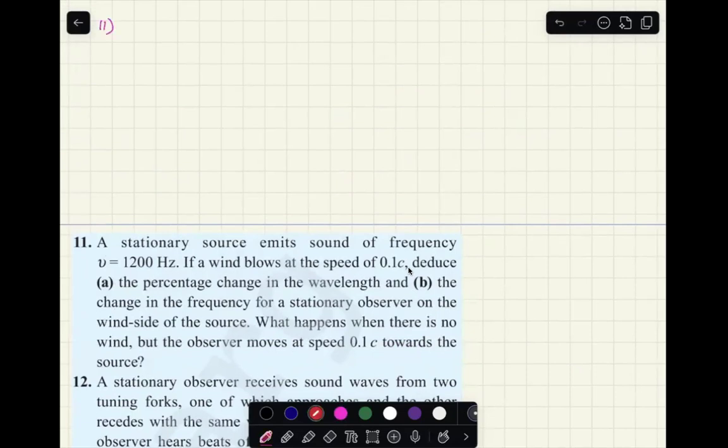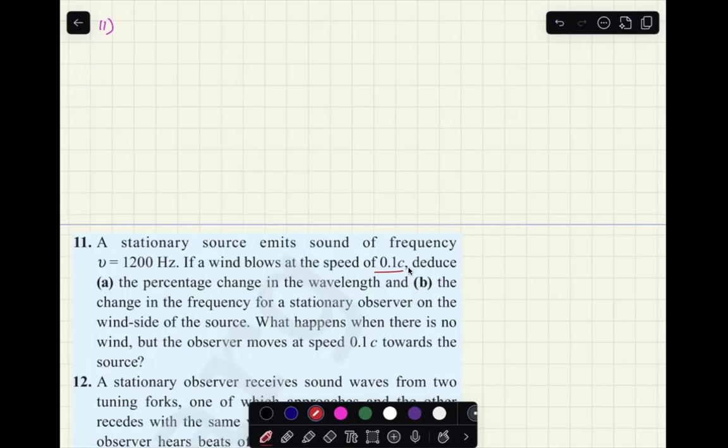11th question. A stationary source emits sound of frequency f0. If a wind blows at a speed of 0.1 c, find the percentage change in the wavelength and the change in frequency for a stationary observer on the wind side of the source.